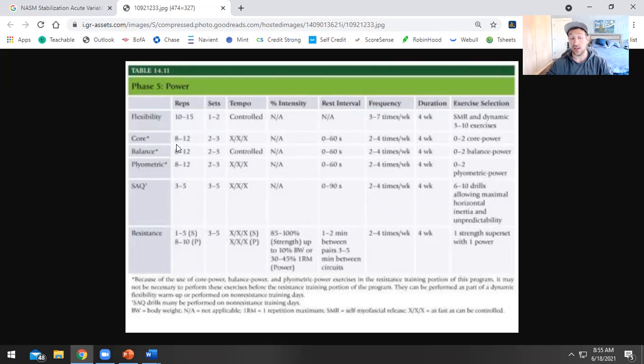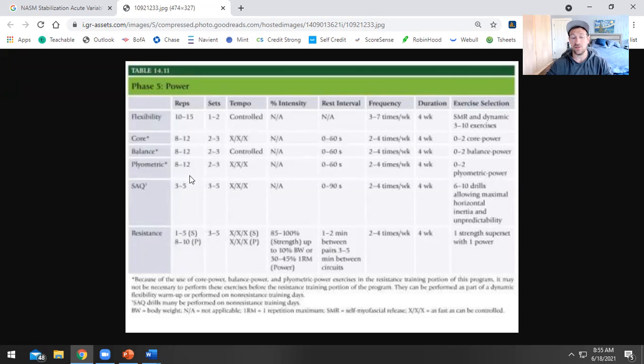But then we go into our core stuff, right? You're going to do about 8 to 12 reps for about 2 to 3 sets. Your tempo should be pretty explosive because it's power. Intensity doesn't apply. And then a rest interval of about 0 to 60 seconds. And that matches up with your balance and your reactive as well. So all the core, all the balance, and all the reactive is about 8 to 12 reps for about 2 to 3 sets. They're all very explosive except for the balance, which obviously you want to do in a controlled manner because it's balance, right? And 0 to 60 seconds rest.